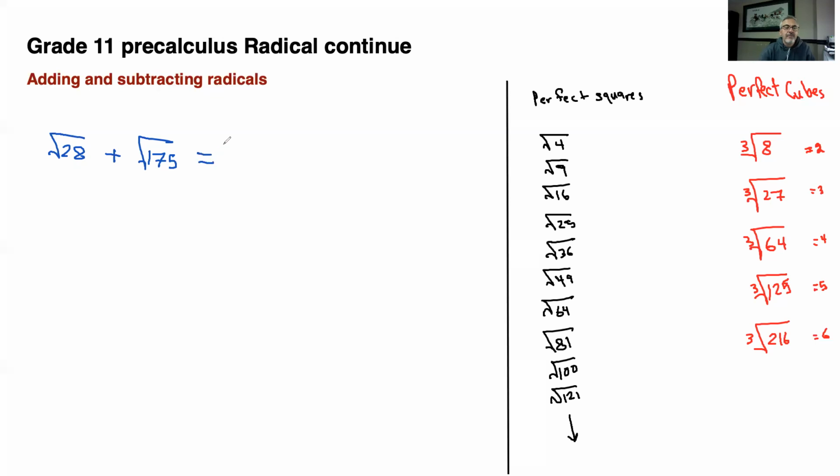So the first thing is 28. As I mentioned before, you look for what in here goes into 28, and it's obviously the 4. So I'm going to change the 28 into 4 times 7 plus the 175. I'm also going to look into here and see what goes into 175. I know definitely 25 goes into 175 7 times.